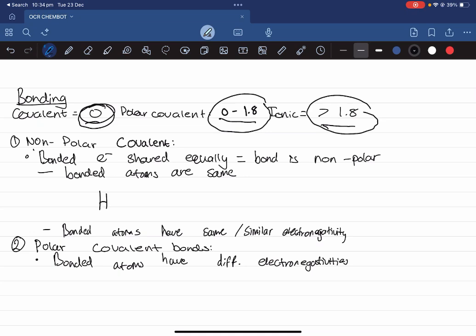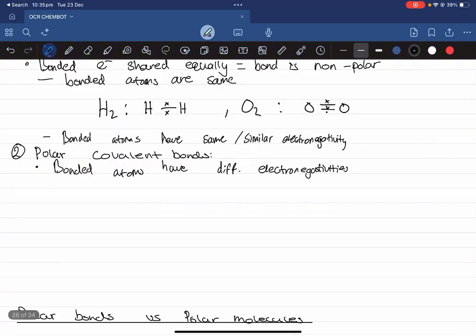So like we mentioned earlier, H2, the electrons here are being repulsed or attracted at the exact same amount by both atoms. Therefore, it is non-polar covalent because the electrons lie directly in the middle. The same would go for oxygen here. So oxygen being this double bond, the electrons lie directly in the middle, therefore it is non-polar covalent.